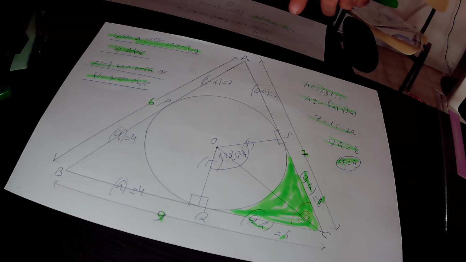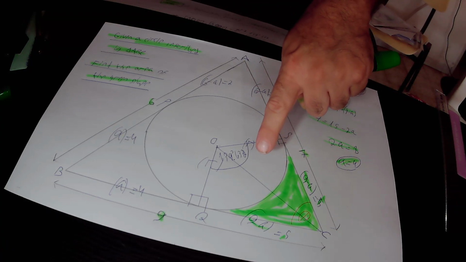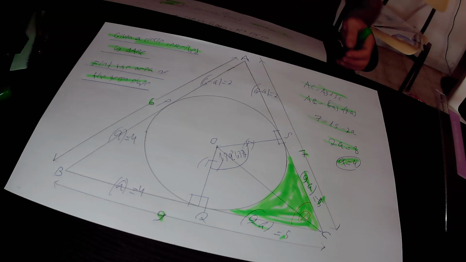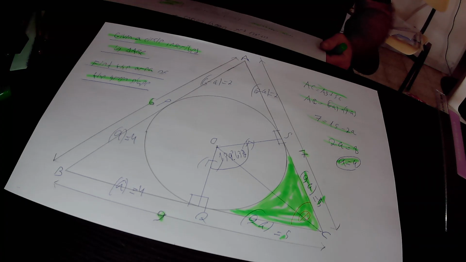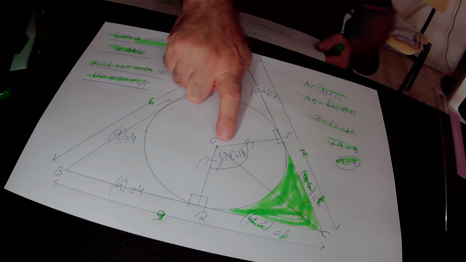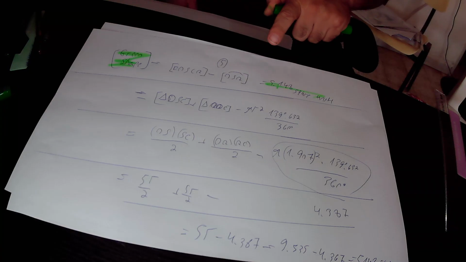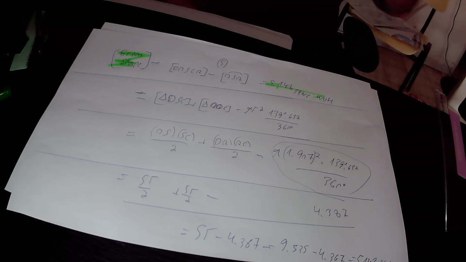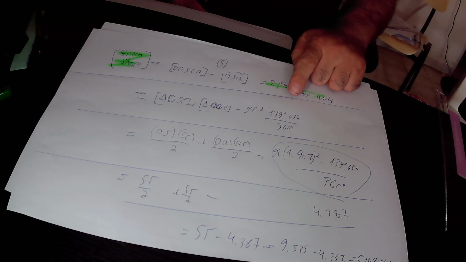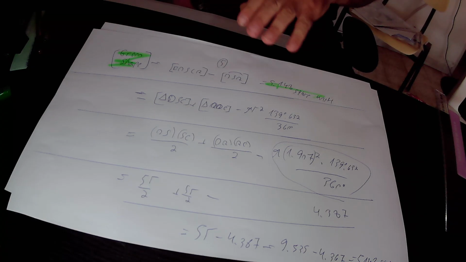From the area of polygon OSCQ, we have to subtract the area of this sector QOS. The area of any sector equals pi r squared, the area of the circle that contains the sector, times the angle between the legs of the sector, 139.632 degrees, over 360 degrees. Therefore, the area of sector OSQ equals pi r squared times 139.632 over 360.